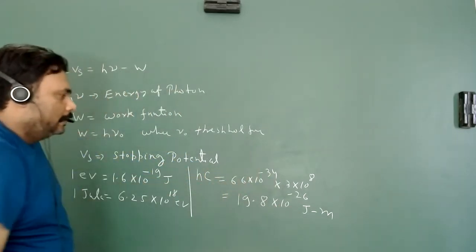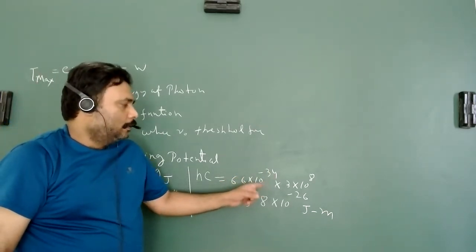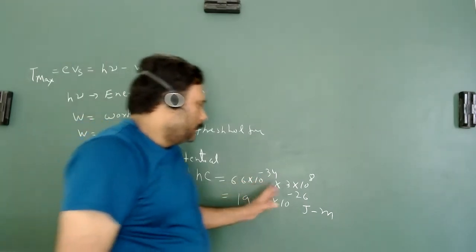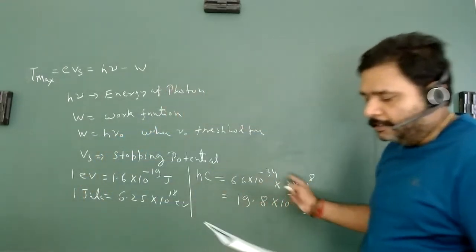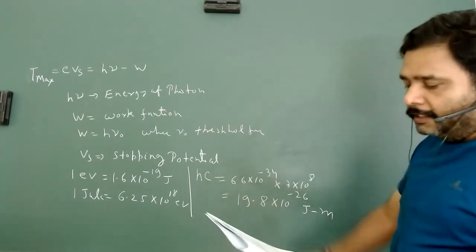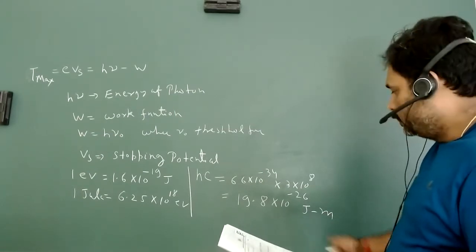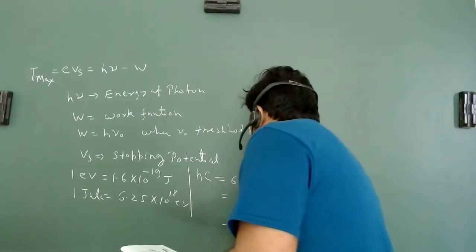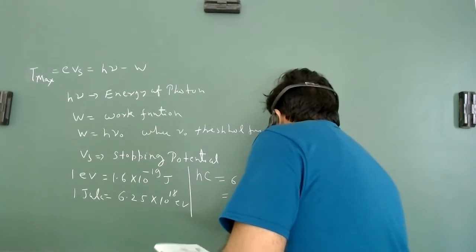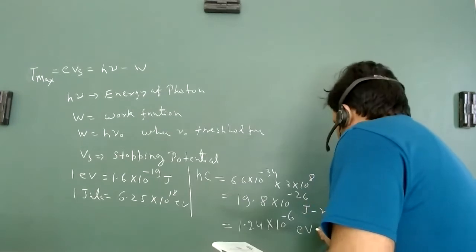So Planck's constant has a value of approximately 6.6 into 10 to the power minus 34 joule second. You can check what this particular value will be, and we also have to convert it into electron volt. When we convert all this into electron volt, it comes to 1.24 into 10 to the power minus 6 electron volt meter.